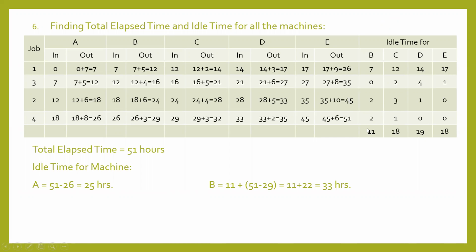We already have some hours here, 11. And again, once it completes the last job at 29, 51 minus 29 gives you 22. So 11 plus 22 is 33. So machine B is idle for 33 hours. Similar calculation you can do for C. 51 minus 32 gives you 19, and this total was 18. So 18 plus 19 gives you 37. For D, again, 51 minus 35 gives you 16. 16 plus 19 gives you 35. And finally, for the last one, we have 18 hours.